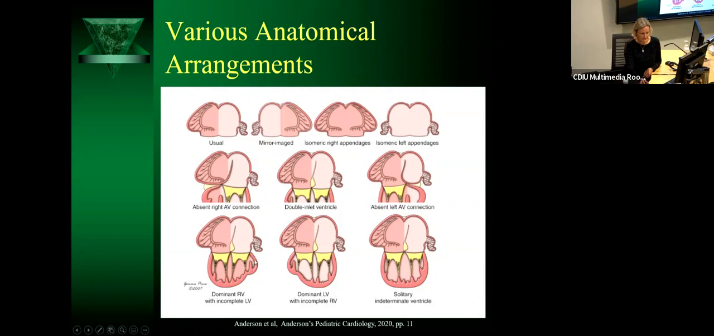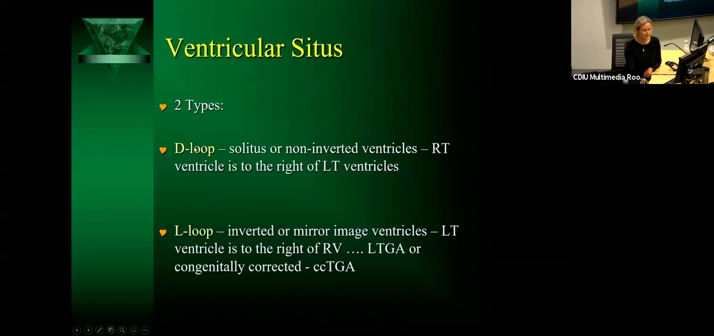So this is the tiny little left ventricle. Here it's a dominant LV with a little right ventricle. And then here it's solitary ventricle, indeterminate. So there are two types, ventricular situs.